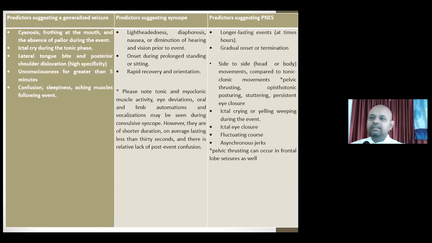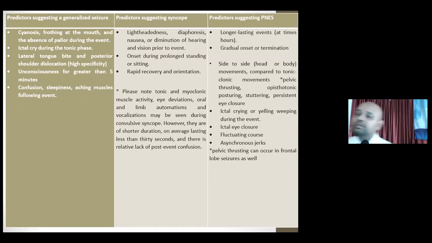The best predictor is if the patient is cyanosed because of hypoxia, as opposed to pallor, which is more commonly seen with syncope. You're then more likely dealing with a generalized seizure. The ictal cry is the sound you generally hear. You can always mimic that with your patient. It's because of the increased tone in the diaphragm, which pushes the air out against a closed larynx, because there's increased tone in the upper airway. That's why we hear the ictal cry. So if you hear an ictal cry, or you ask the patient, did the patient sound like this when he was seizing, you're more likely dealing with a generalized seizure.